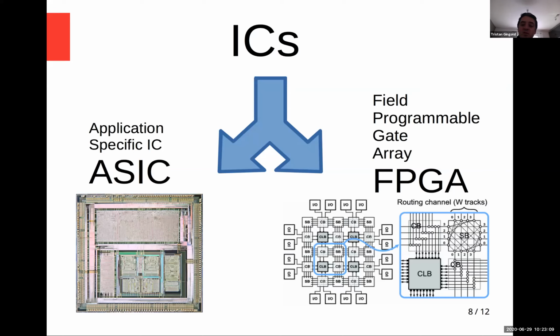Or you can use FPGA, which are, let's say, ASICs that can still be programmed. So as you can see on the left-hand side, it's a circuit with already placed cells and wires, but you can program how the wires are connected together, and you can also program the content of the cells to do the computation you want to do.